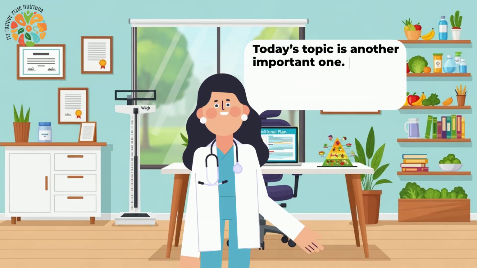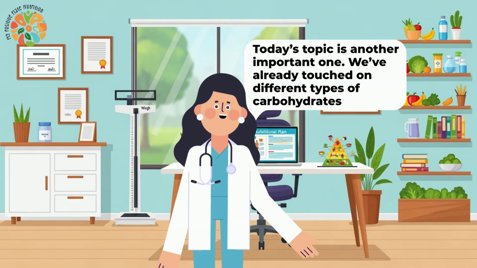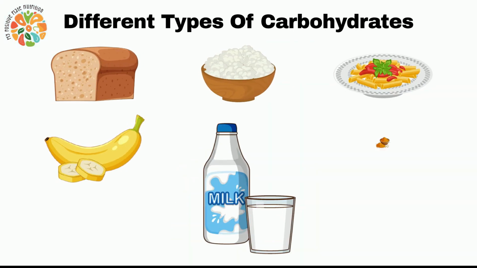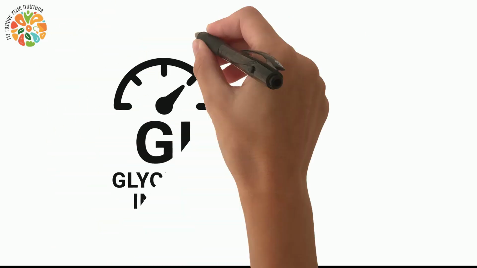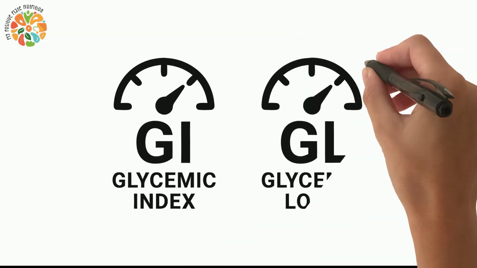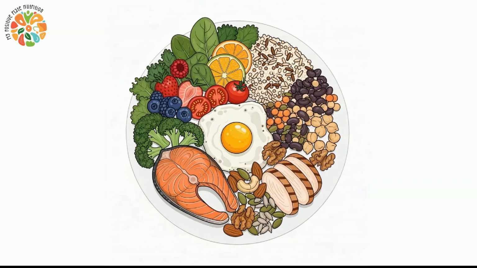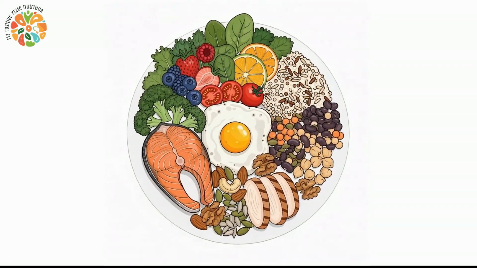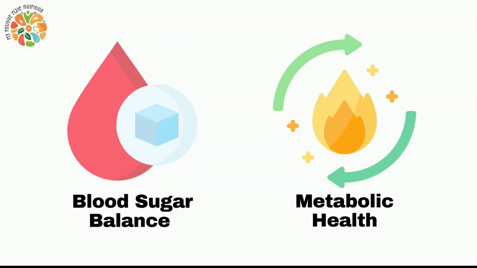Today's topic is another important one. We've already touched on different types of carbohydrates and mentioned that not all carbs affect your blood glucose in the same way. Now, we're going to dive deeper and clarify the concepts of glycemic index and glycemic load. These two terms often get mixed up, even though there is a clear difference between them. Understanding both can help you make smarter food choices, especially if you're focused on blood sugar balance and metabolic health.